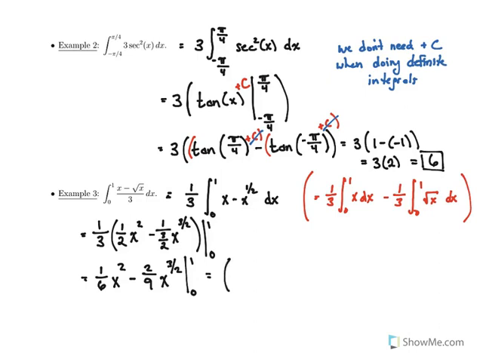And here we could plug in 1. This will give us 1/6 times 1 squared minus 2/9 times 1 to the 3/2, minus plugging in 0: 1/6 times 0 squared minus 2/9 times 0 to the 3/2.